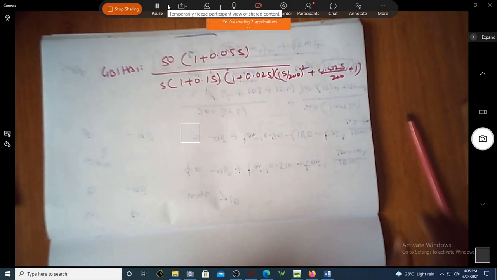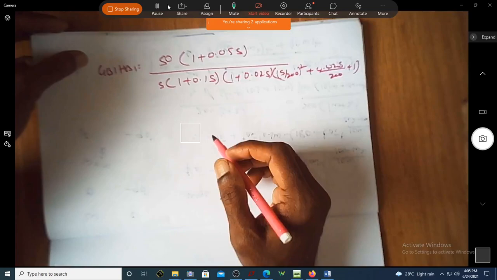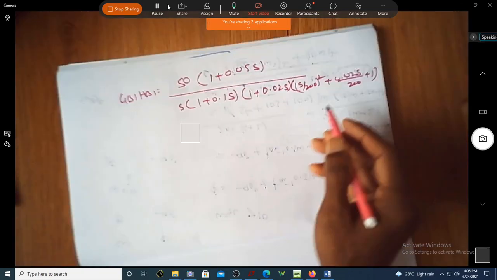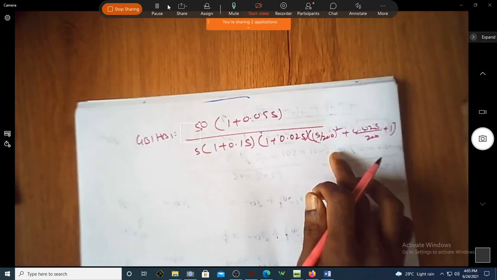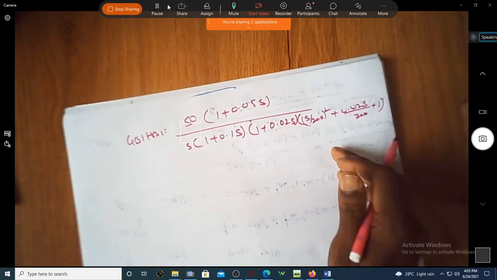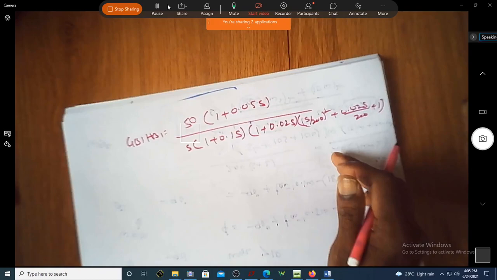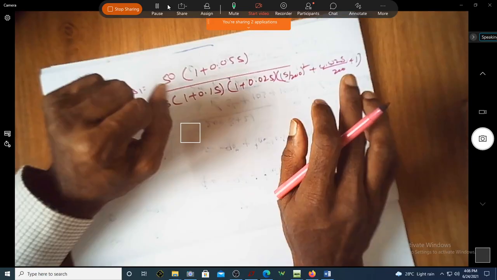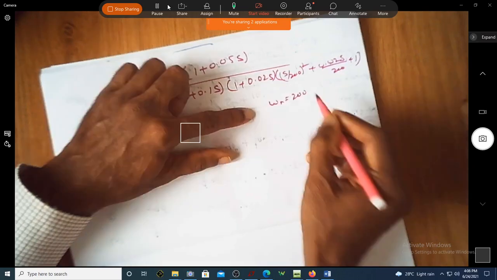Where are the poles now? I think I have an issue with this term, so I'm looking at the textbook itself. It is s by 200 whole square. I'm wondering whether omega square is 200 or omega n square is 200. I think omega n itself is 200. Omega n is given as 200.